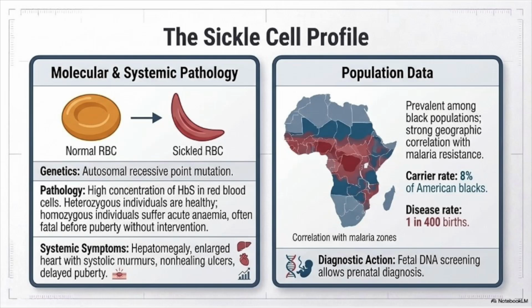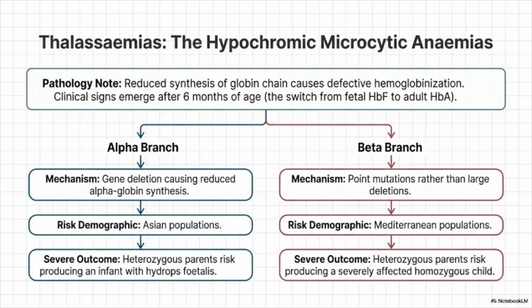Sickle cell disease is prevalent among black populations, showing a strong geographic correlation with malaria resistant zones. The carrier rate is about 8% among American blacks, and the disease rate is about 1 in 400 births. Fetal DNA screening allows for prenatal diagnosis.